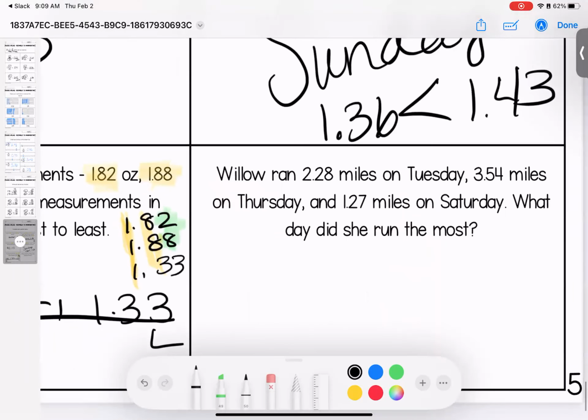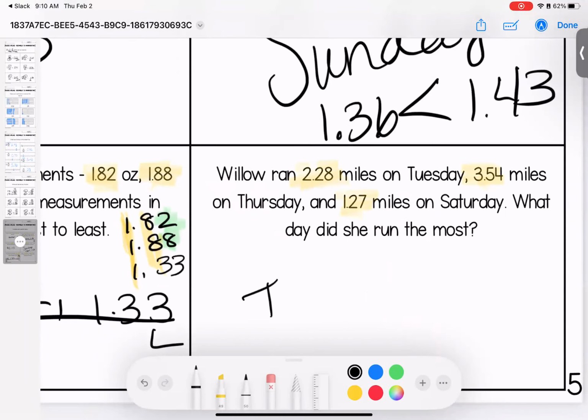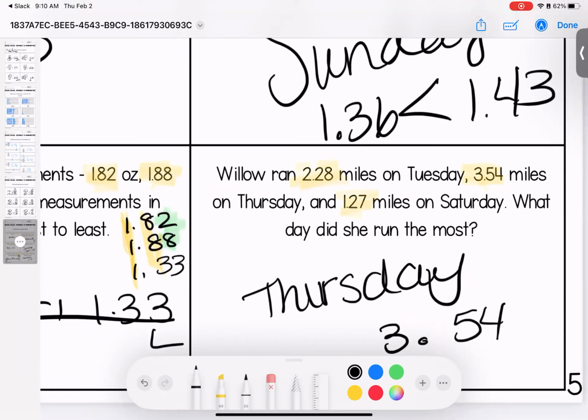All right, over to Willow and our last question for this week. Willow ran 2.28 miles on Tuesday, 3.54 miles on Thursday, and 1.27 miles on Saturday. What day did she run the most? She ran the most on Thursday. Because Thursday she ran 3.54 miles. If we look at the ones place, we have a 2. Whoop. We have a 2, a 3, and a 1. 3 is the greater value.